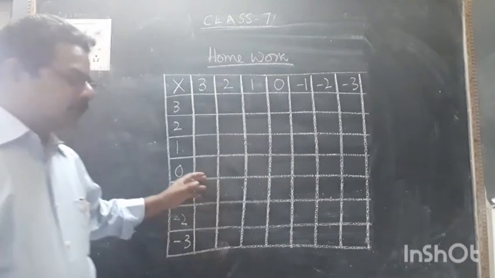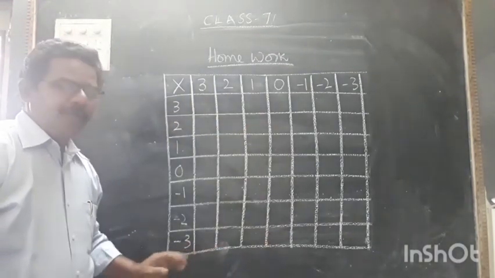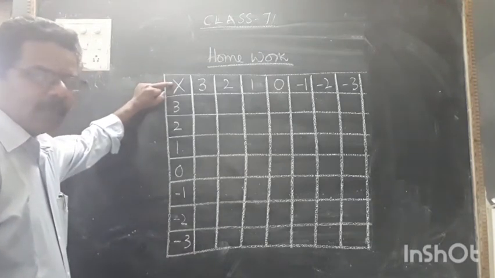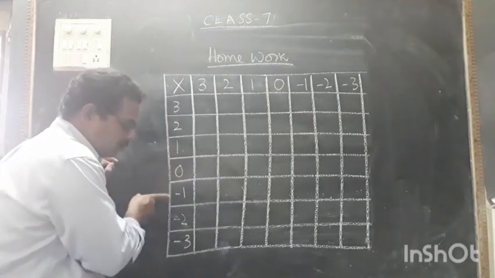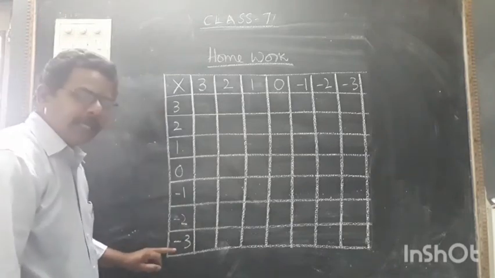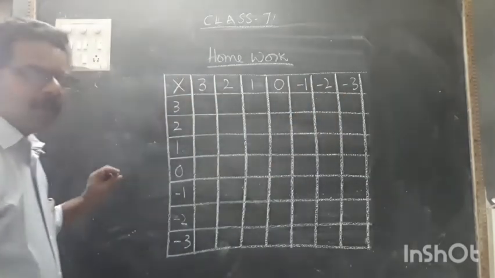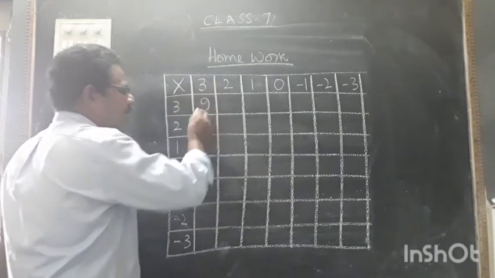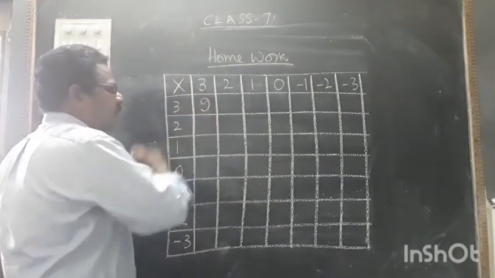See, children, the second sum I have given you in the form of a table. What you have to do is multiply. Multiplication, 3, 2, 1, 0, minus 1, minus 2, minus 3. That means plus 3 to minus 3. Here this is also plus 3 to minus 3. Okay, what we have to do is 3 into 3 is equal to 9. Yes or no? 3 into 3 is equal to 9.